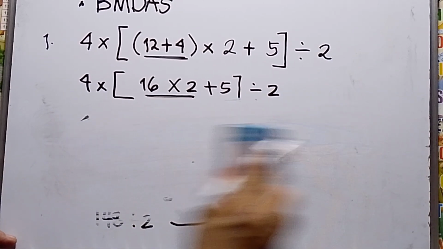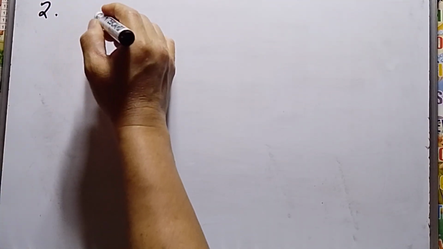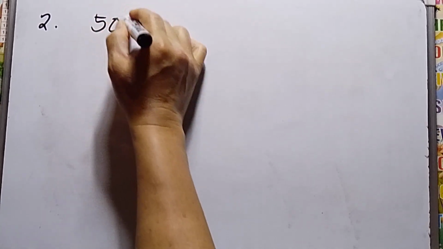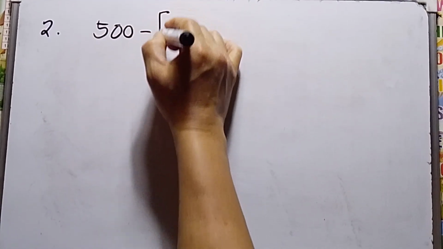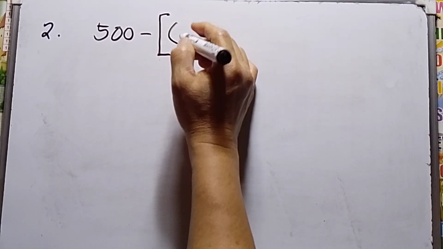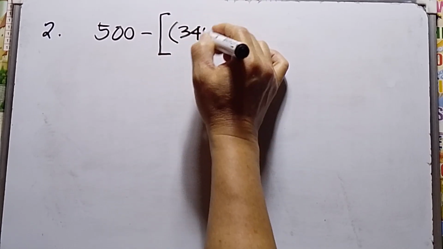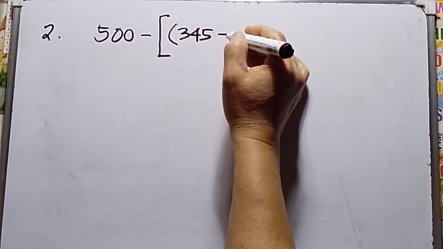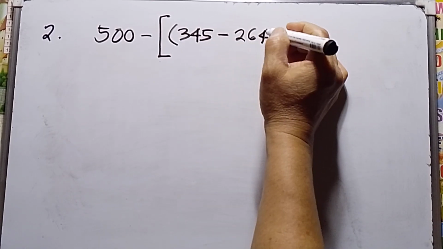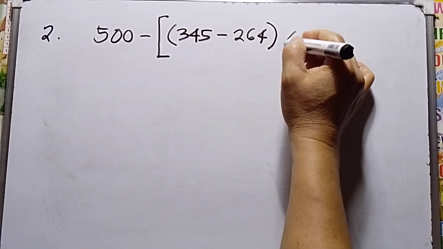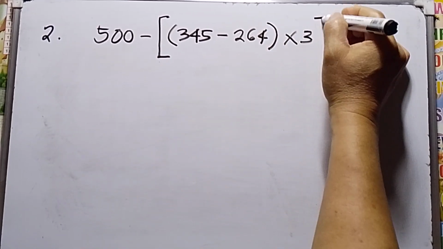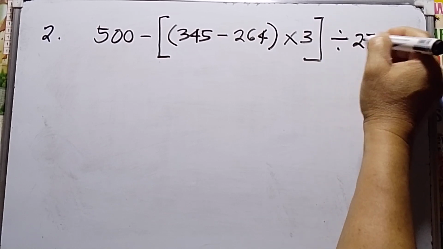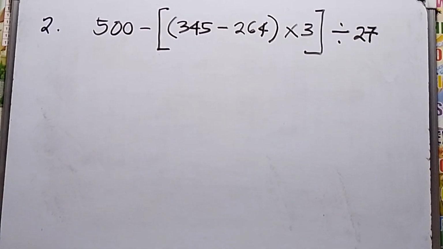Then I will give you number 2 as your task or maths challenge to be solved. Write your answer in the comment. So number 2 will be your task. This will be 500 minus square brackets, and then I have also circle brackets, 345 less 264. This will be close, times 3, then divided by 27. So that is your task for number 2. That's all.